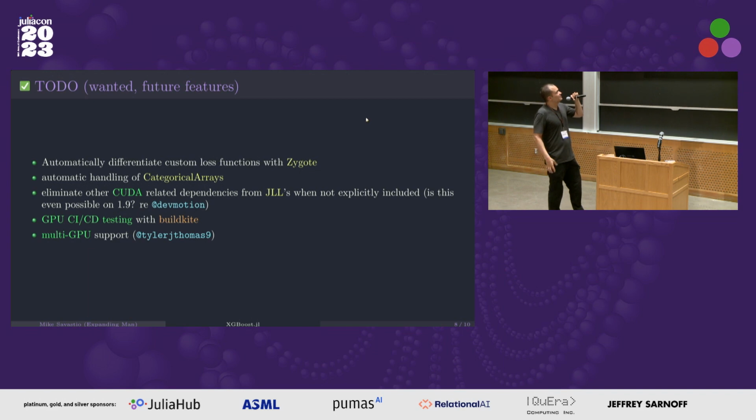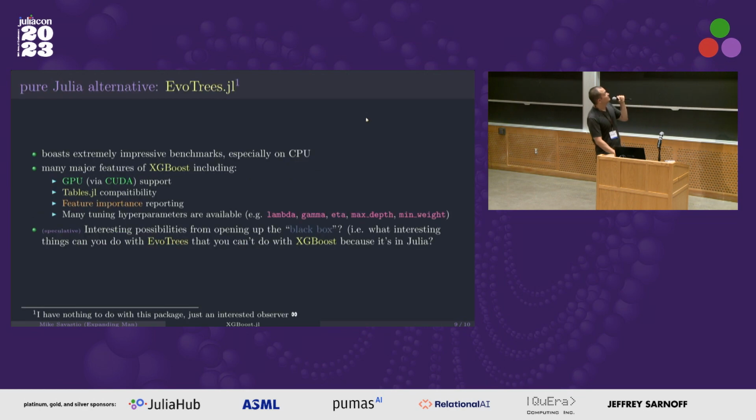There are some extra dependencies which still can't really be gotten rid of. It would be nice to drop them when you're not using CUDA. Tyler Thomas mentioned multi-GPU support to me. I don't really know what's entailed in that, but it sounds interesting. We don't have CI/CD for GPU right now. It'd be good to have that so we could have proper tests. There are tests in the suite, and you can run them locally if you want.